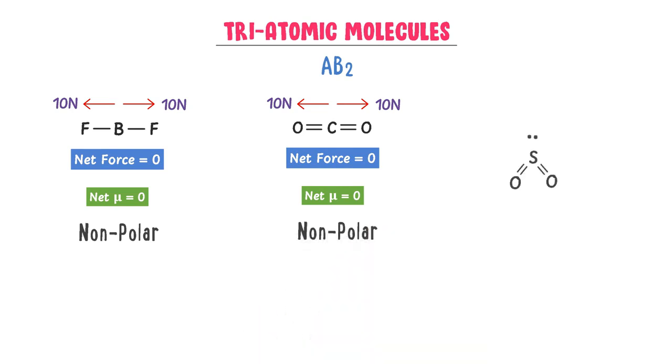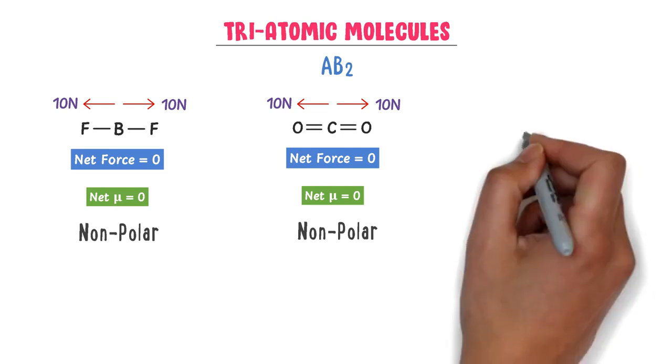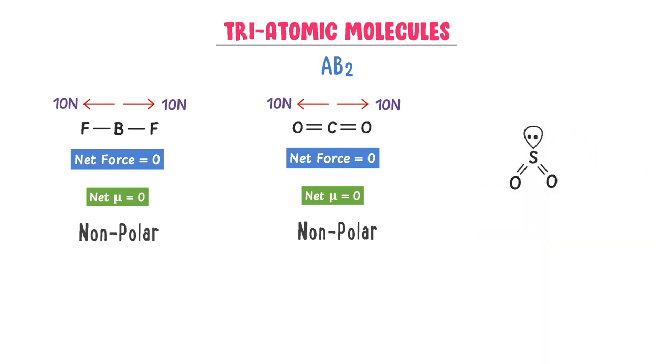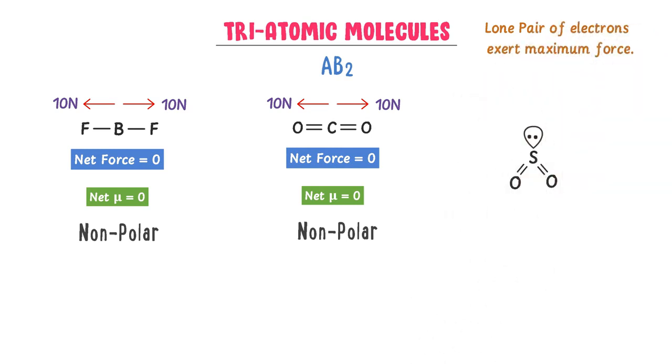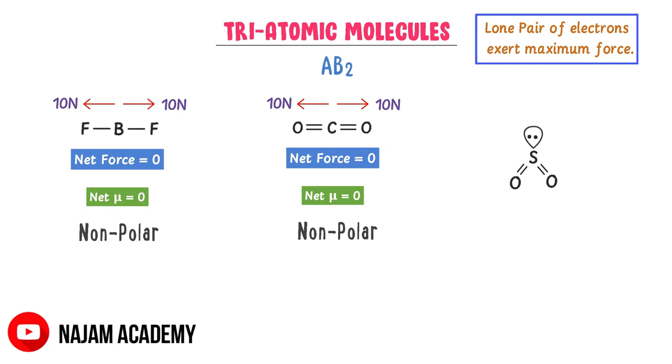Thirdly, consider sulfur dioxide and its structure. There are two atoms of oxygen and there is one lone pair of electrons present on the sulfur atom. Or we can say that there is one lone pair present on the central atom. Remember that lone pair of electrons exert highest force on the molecule. Let me repeat this important point. Lone pair of electrons exert highest force on the molecule.